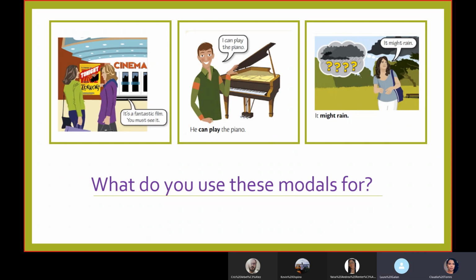And what about the last picture? The last picture is, she's thinking about a possibility. Yes, a possibility. Something that probably might happen, right?